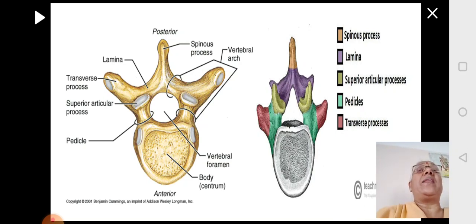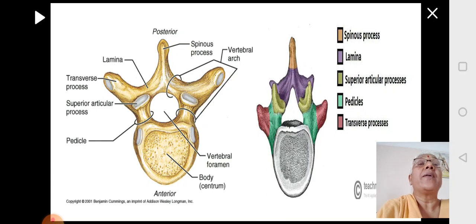So what this superior articular process will do, when the vertebrae are placed one above the other, let us say the first vertebra and second vertebra, we will take that. The superior articular process of the second one will articulate with the inferior articular process of the first one.